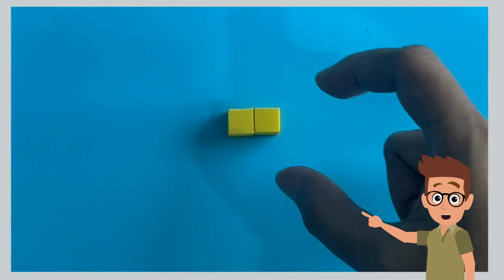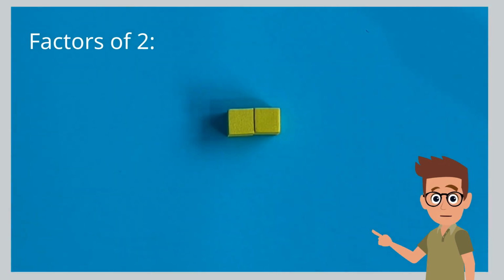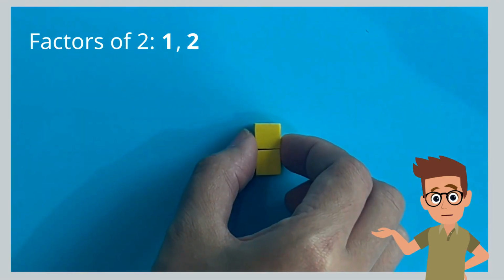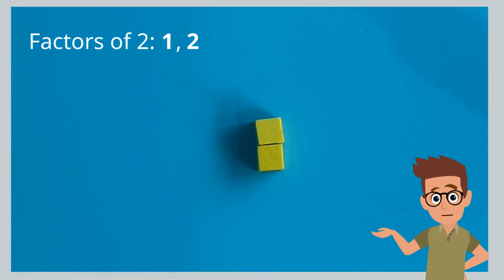Now, let's use 2 cubes to find the factors of 2. In this array, there is 1 row and 2 columns. So, 1 and 2 are factors of 2. We can also arrange 2 cubes in another way. Here, there are 2 rows and 1 column. There is no other array we can form with 2 cubes. This means that the only factors of 2 are 1 and 2.